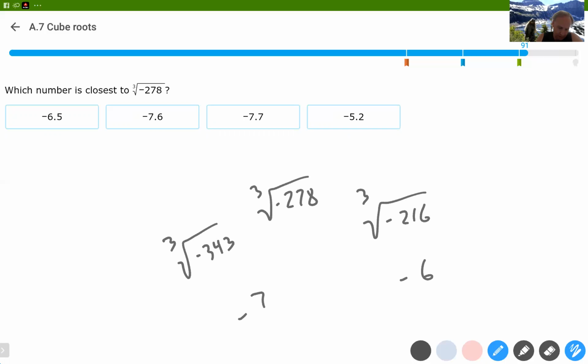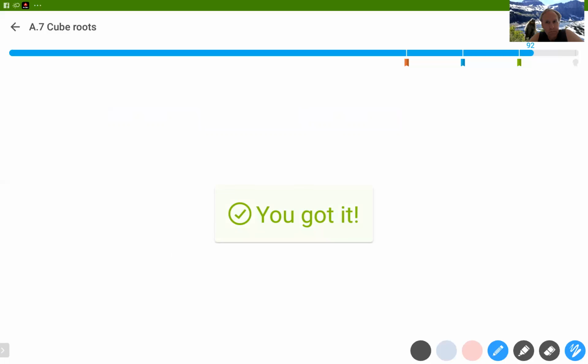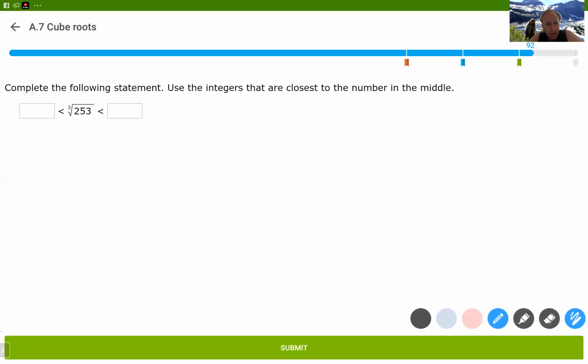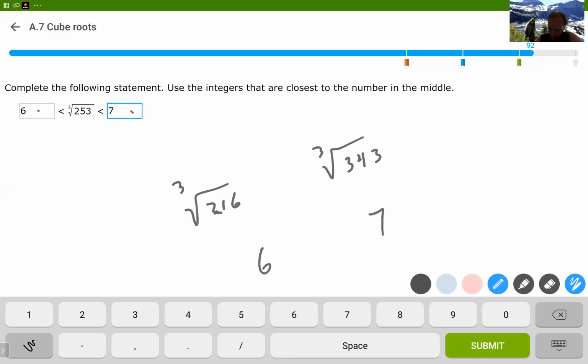278. A little hard to cube these sometimes. 253, we want the integers that are the closest. So again, we're going to go on this side is the cube root of 216 and the cube root of 343. That's between 6 and 7. And so 6 and 7. Don't want to spend too long on these.